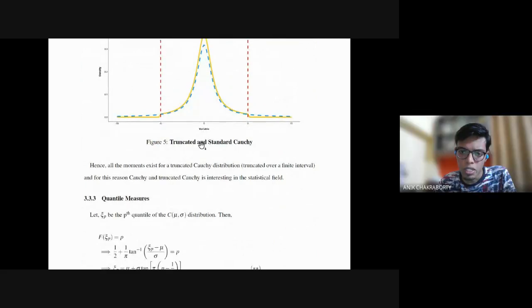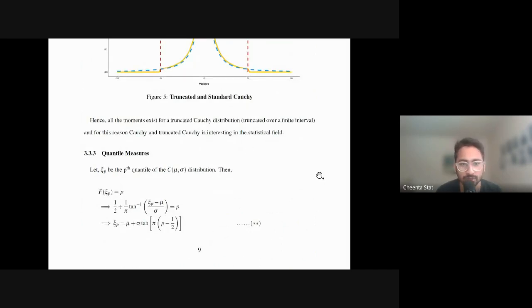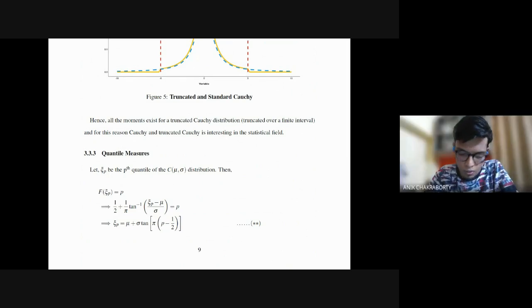So all the moments exist for the truncated Cauchy. Okay. Yes. So you have done something about the quantile. I have calculated the pth quantile of Cauchy(mu, sigma).